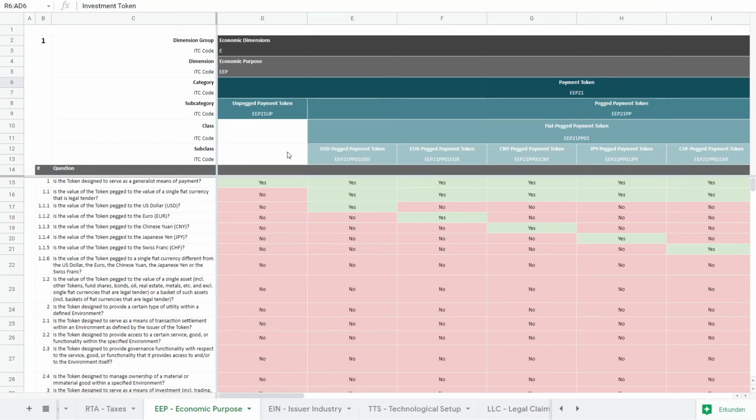And I will certainly provide this sheet also with the video, so that you can take a look yourself. We have also all the other dimensions listed here below if you're curious. But I can assure you, we will go through each dimension, and I will try to explain each of them as accurately as possible. And I hope that today's session with the economic purpose dimension gave you already some nice insights about what we do at ITSA and how we classify these tokens.